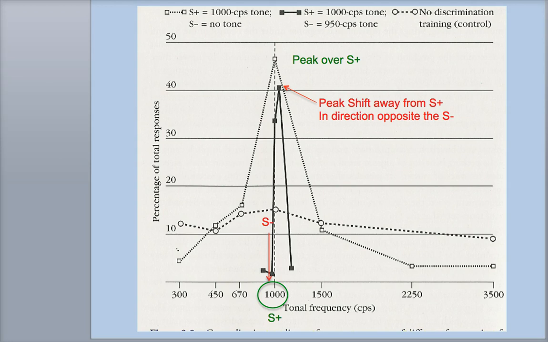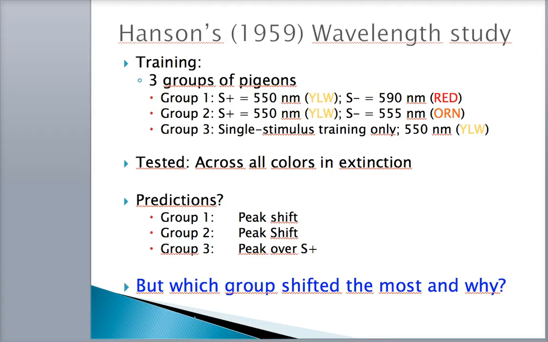Okay, so let's look at another study. This is a study by Hansen from 1959. This is a wavelength study. So again, this is colors on key lights with birds. They trained 3 groups of pigeons. In this case, they had 2 groups that received discrimination training, but their S minus stimuli were different.